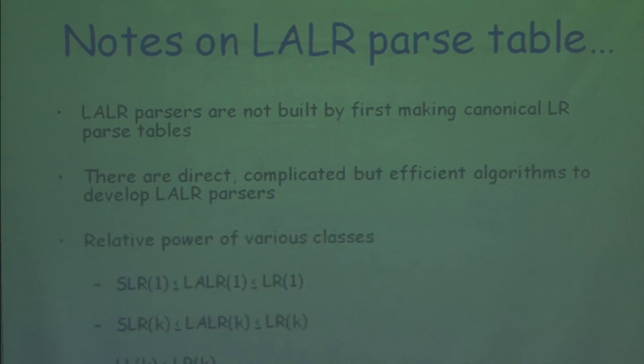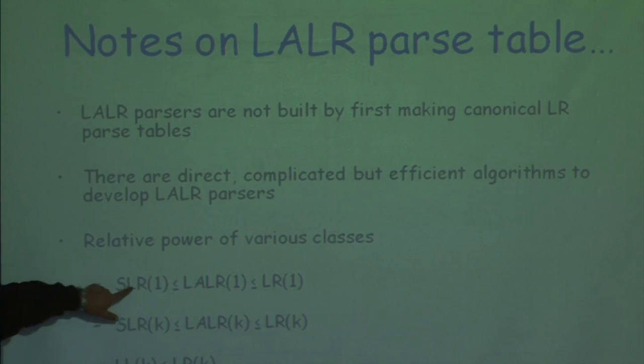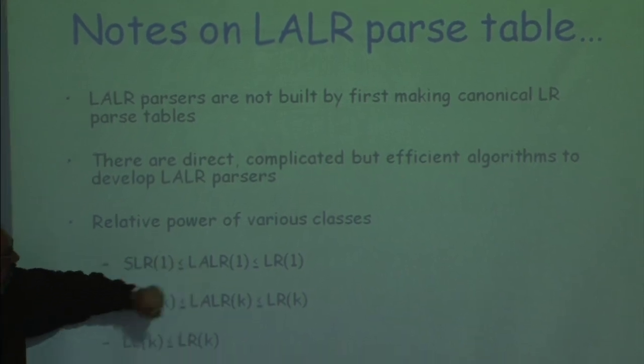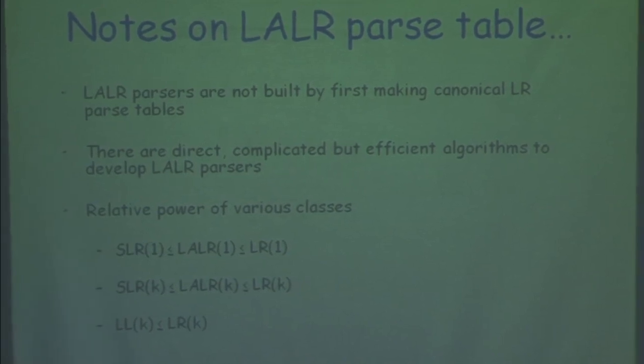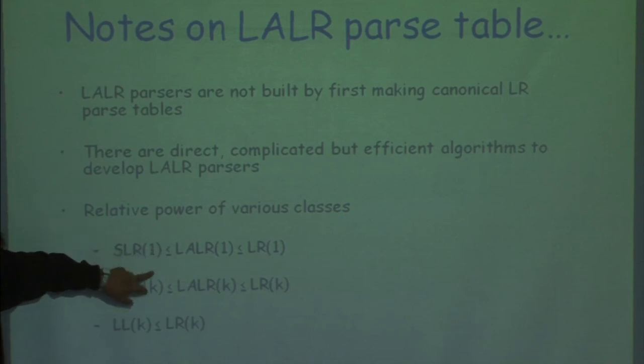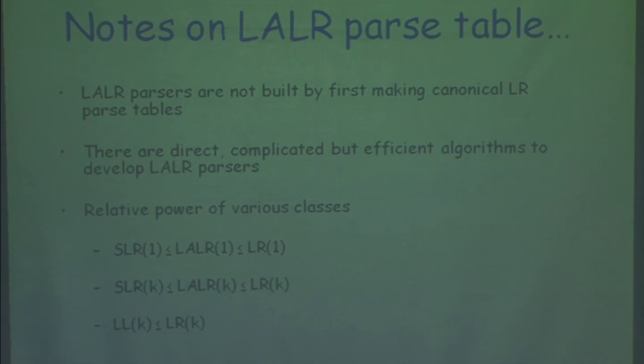And if I look at relative powers, then SLR(1) is less powerful than LALR(1), and that is still less powerful than canonical LR(1). And if I have a look ahead of k, then the same thing applies, that for a fixed number of look aheads, SLR is still going to be less powerful than canonical LR. So languages which can be parsed by this particular parser cannot be parsed by this. And similarly, LL(k) is less powerful than LR(k). And why is LL(k) less powerful than LR(k)?